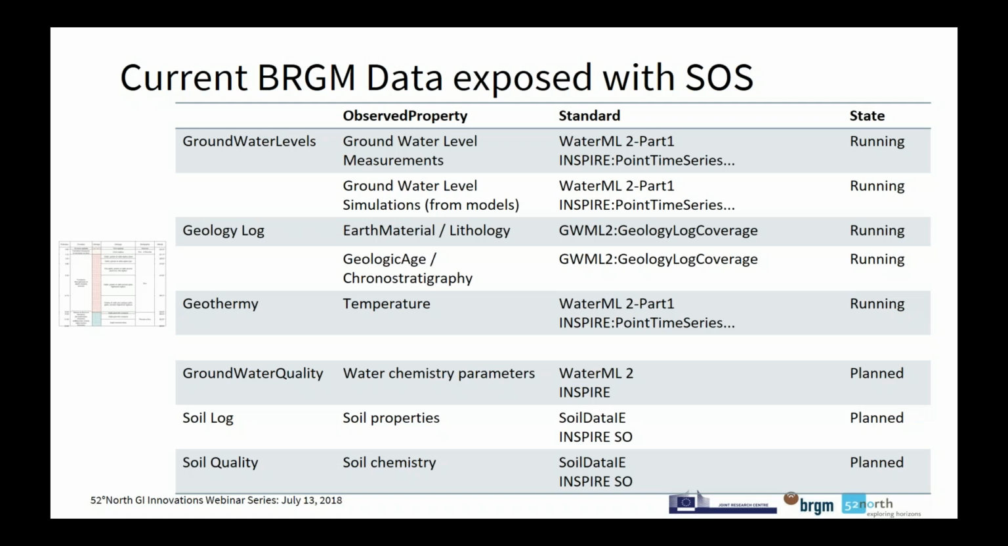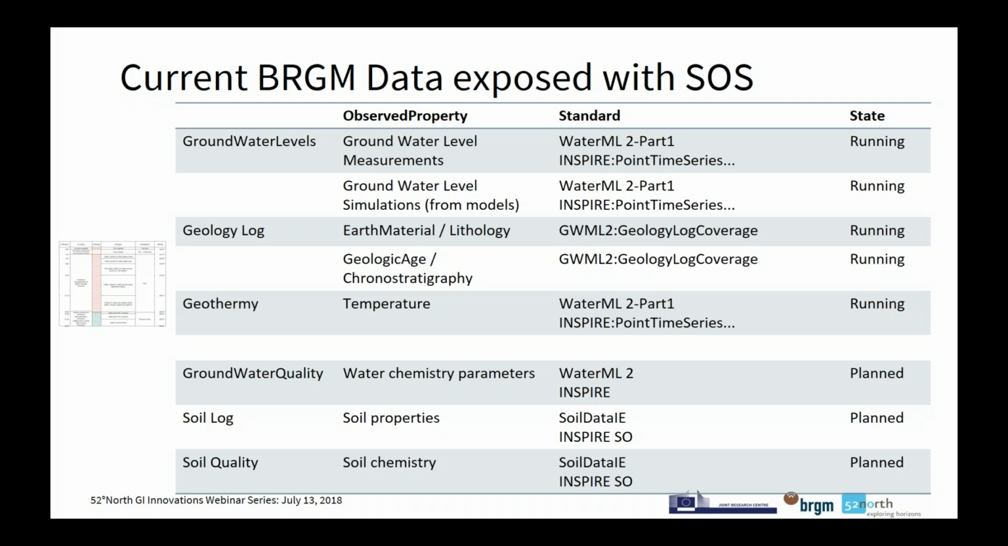We are also using it for a typical geology use case, to provide information such as geology logs. You can see a small picture on the left that shows the representation of a geology log. Basically, it tells you that you have this kind of lithology from that depth to that depth, and so on. So we use it to provide information about earth materials, so lithology, geologic age, and stratigraphy, and it is based on the WaterML2 geologic log coverage. And so there is a dedicated instance to provide this kind of information.